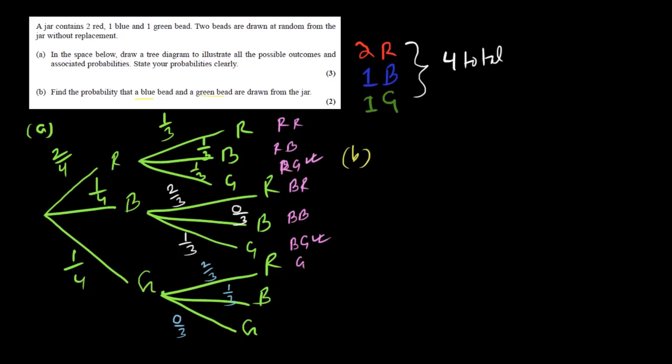It can be green, red. It can be green, blue. This is also what we want, green, blue. And it can be green, green. So this is the sample space, every possibility that we can have.